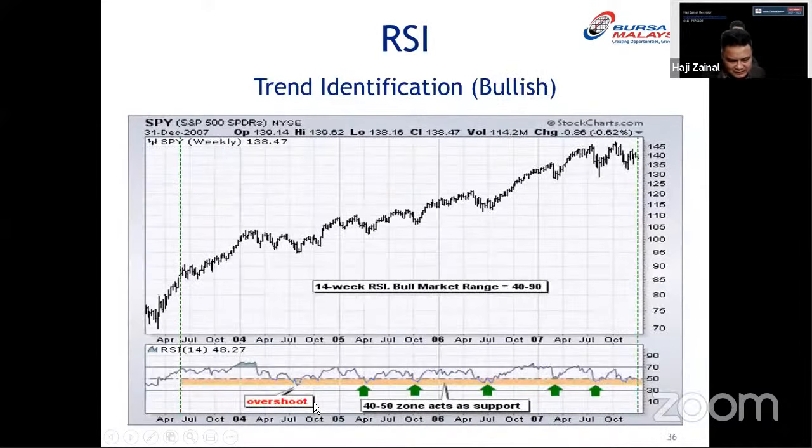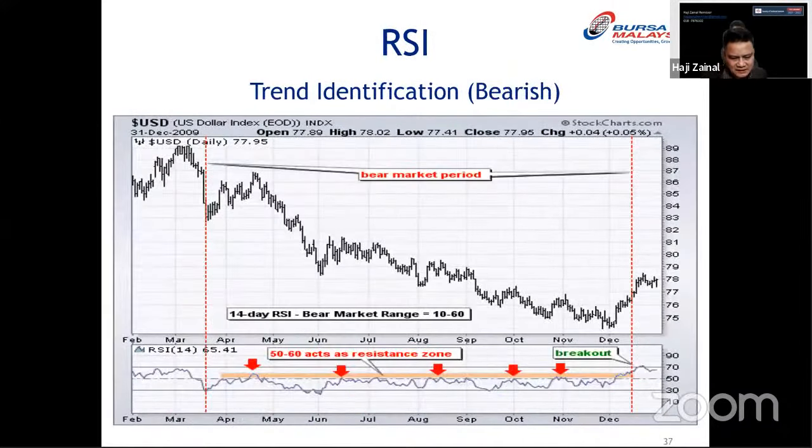This is what we call a bull range, and this is a bear range. So what's the difference between the bull range and the bear range? The purpose is to determine whether there is a change in trend. Is it a change in trend or not?